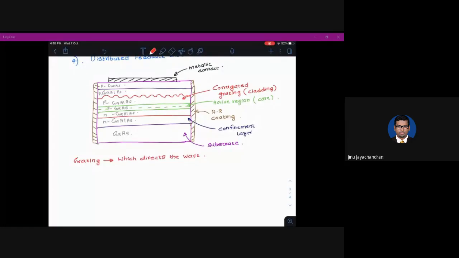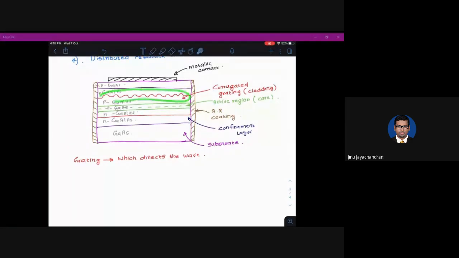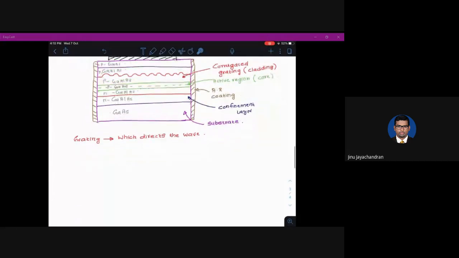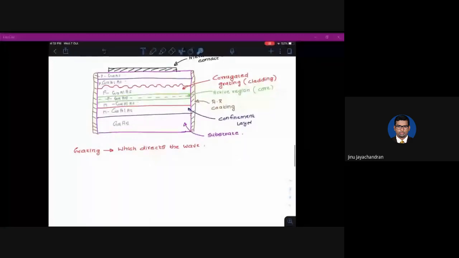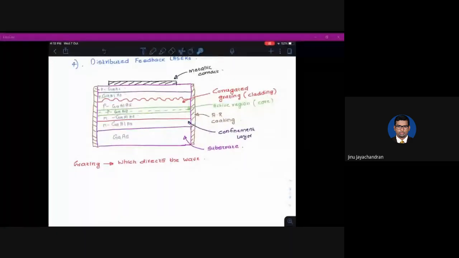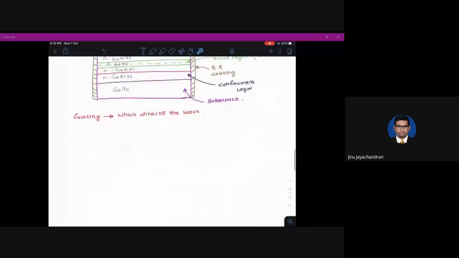A corrugated grating means that the grating inside is not smooth. It has peaks and troughs. This is called a corrugated grating. Now, consider any wave which is traveling through this active region. Let me draw that in a bigger picture. So this is your active region.